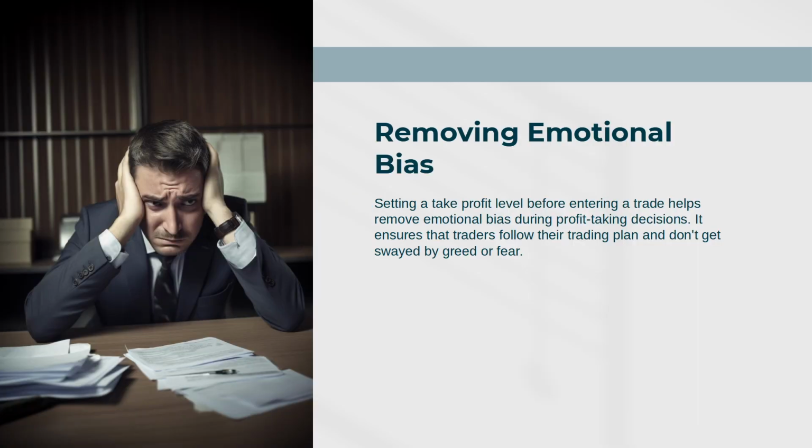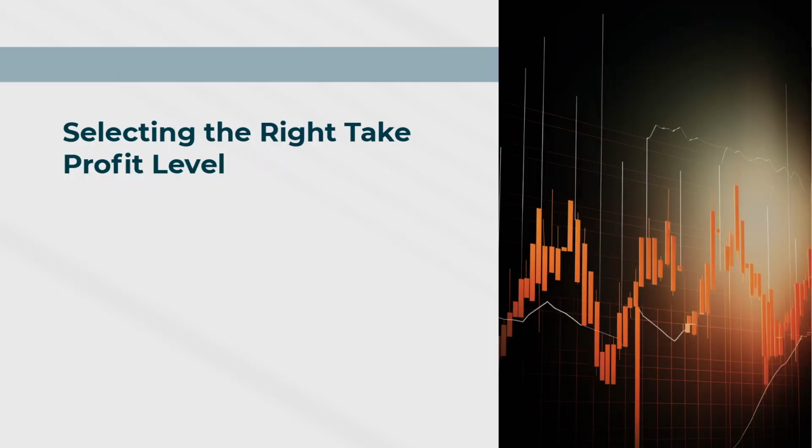Removing emotional bias. Setting a take-profit level before entering a trade helps remove emotional bias during profit-taking decisions. It ensures that traders follow their trading plan and don't get swayed by greed or fear. Selecting the right take-profit level.